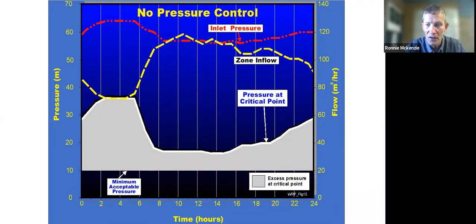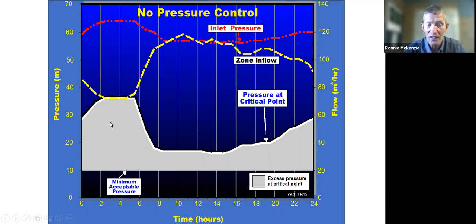I'll run through this quite quickly. This is a 24-hour logging result. The inlet pressure is the red line at the top, the flow is the yellow line, and the black line is the pressure at the critical point. And what we've done here is we've drawn a line at 10 meters. We've decided 10 meters is the minimum pressure that we're willing to accept. Okay, we've spoken to the fire department. They've said it's okay. We can go down to 10 meters in this zone.